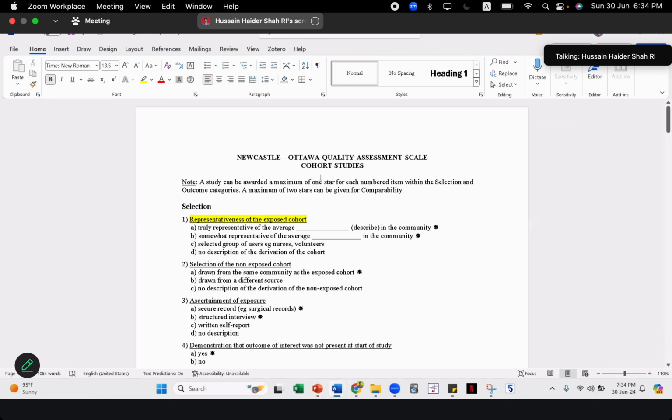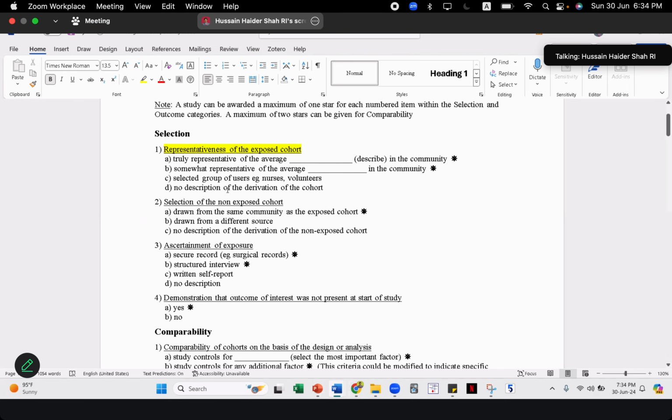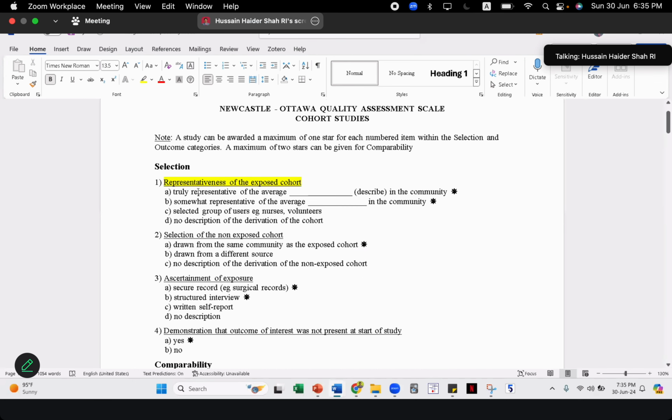There are 4 questions in the selection. If we are including any studies in our meta-analysis which are cohort studies, they go through a quality assessment, and we follow this scale. This scale has 10 questions. We thoroughly go through the manuscript, the cohort study which we are about to include in our meta-analysis, and we see if the manuscript has answered these questions.